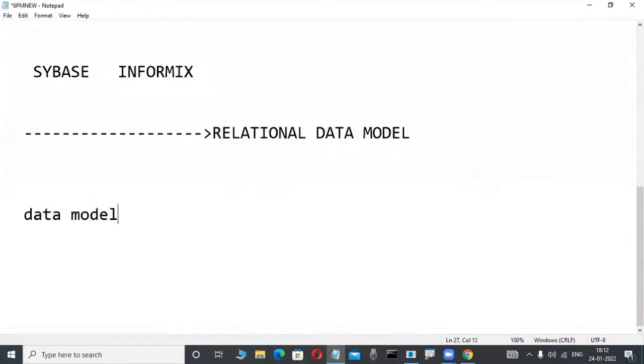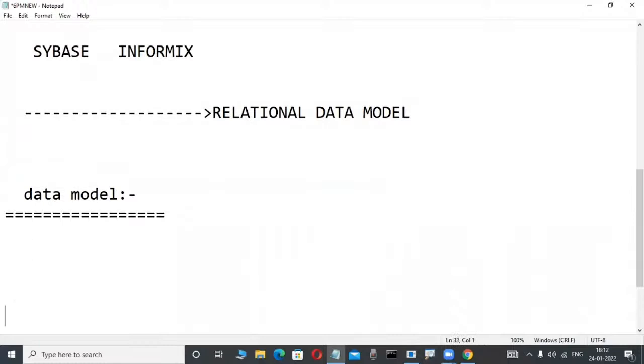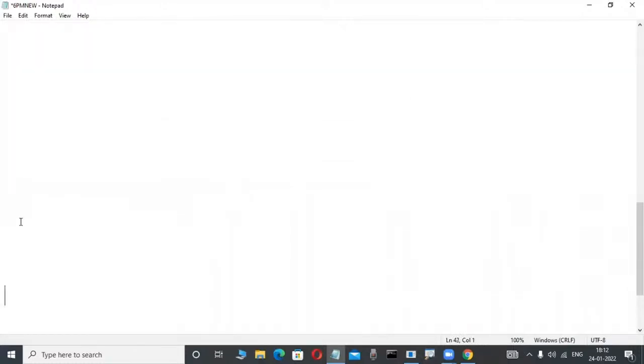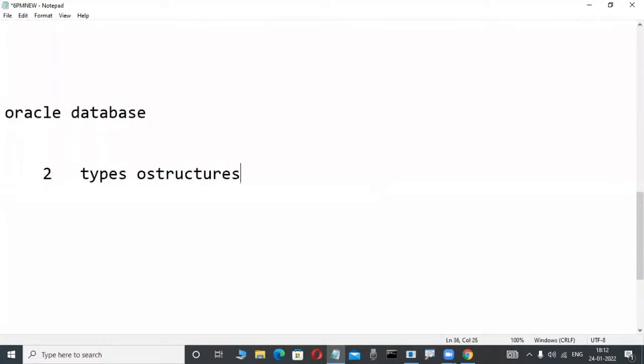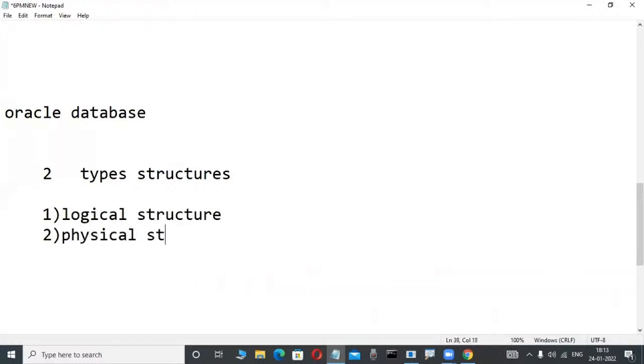What is a data model? Slowly observe here. For anybody who attended the previous class, I am telling one thing. Suppose Oracle is the product here. This Oracle database, or any relational database, has two types of structures, as I told in previous classes. One is the logical structure, and the other is the physical structure.